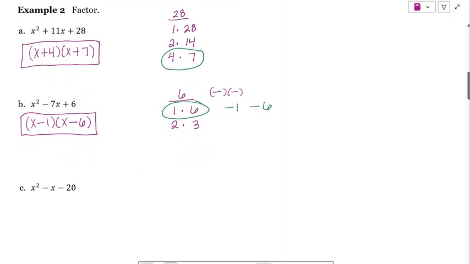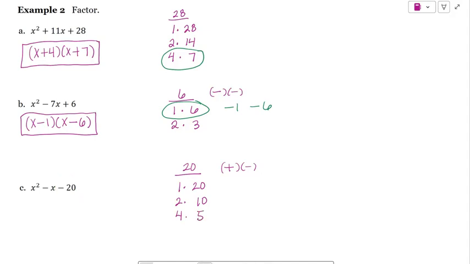For our third example, we've now got a negative sign for both the second and the third terms. Let's talk about the third term first. The only way that I can get a negative number when two numbers are multiplied together is if one of them is positive and one of them is negative. So what are the possibilities to multiply to get 20? 1 times 20, 2 times 10, 4 times 5.